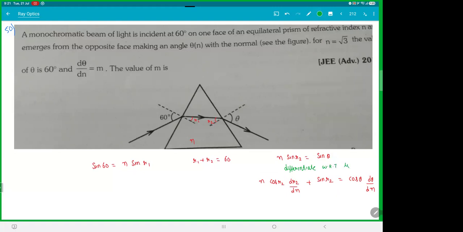Great. So what all things do I need? I know the value of n. He said root 3. R1, R2 I can figure out. R1 is equal to R2 is equal to 30. And what is R1 here for root 3? When n is root 3, this will be sine 60 is equal to root 3 sine R1. Yeah, R1 is 30 degrees. If R1 is 30, R2 is also 30. Perfect. Great. Let me use this in the next page.